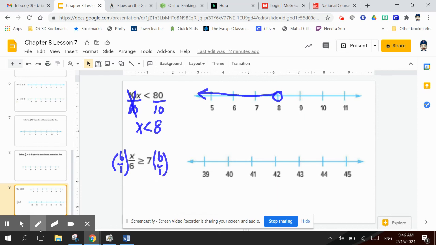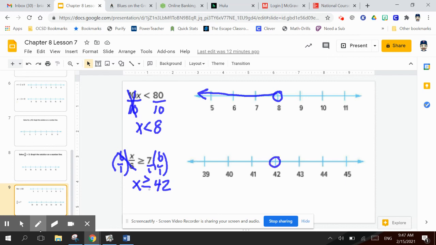6 over 1 times x over 6. These 6's cancel out. You simplify before you multiply, and you get x is greater than or equal to 7 times 6, because 7 as a fraction is 7 over 1. 7 times 6 is 42. So I find 42 on my number line, and I put a circle around it.